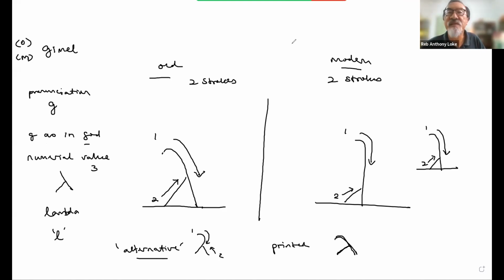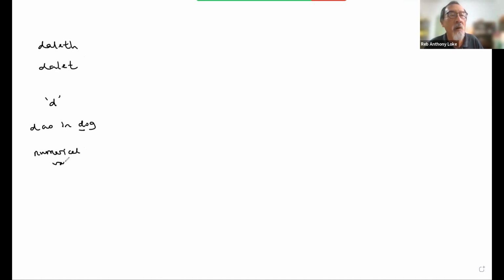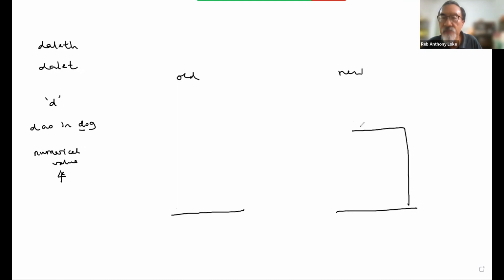Okay, let's go a little bit down. Since all this is being recorded, then you have Daleth. And this is your D. D as in dog, the same sound as in English. Numerical value, this noun is 4. So the old style and the new style is quite similar. The new style is just one stroke straight down, just one stroke. It's not two strokes.